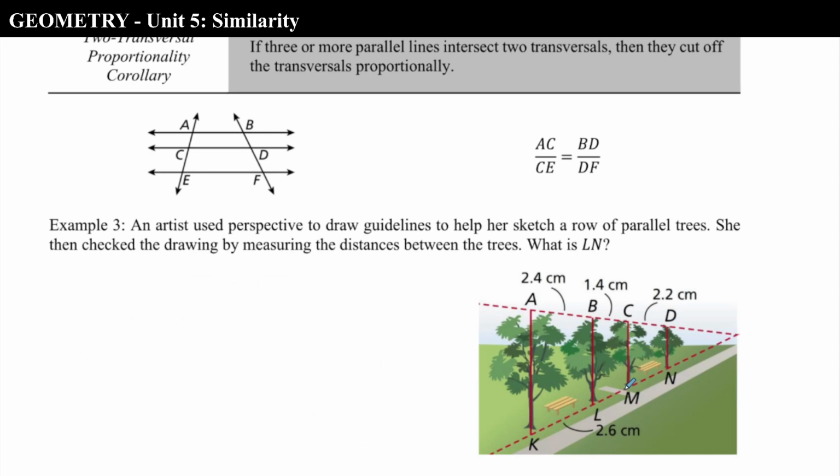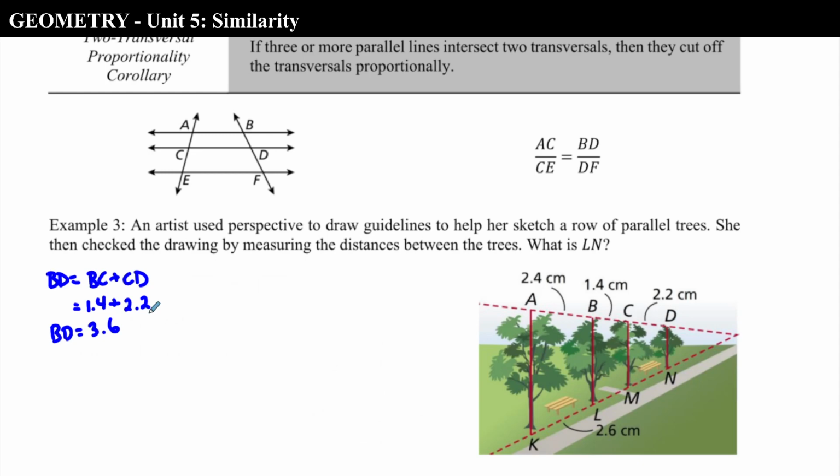So if we want to find what LN is, that is this segment right here. So therefore we need to know what BD is. Well, we know that BD is 1.4 plus 2.2. It's BC plus CD. That's segment addition. So we get 1.4 plus 2.2, and that is going to give us 3.6.